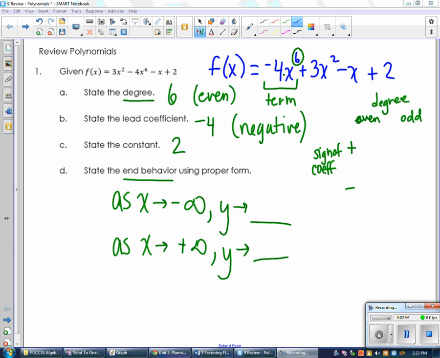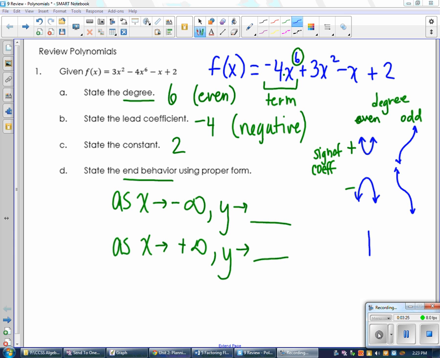If it's an even degree, that means that the ends are going in the same direction. If it's positive, it means that they're both going up. If it's negative, that means they're both going down. If it's an odd degree, it's going to look like that S shape where the ends are going in opposite directions. So think odd, opposite. If the sign of the leading coefficient is positive, it's going to be increasing to the right. And if it's negative, it's going to be decreasing to the right.